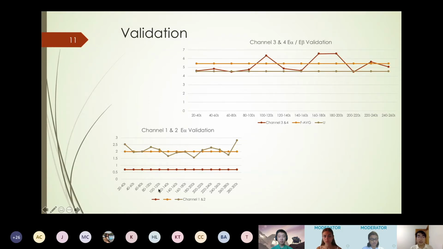And here's another graph showing the channel 1 and 2 for alpha validation. The line down here is for focused average. The line up here is for unfocused average across these times.